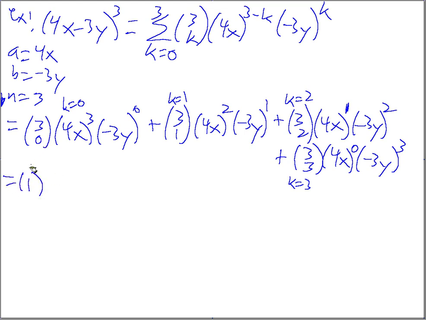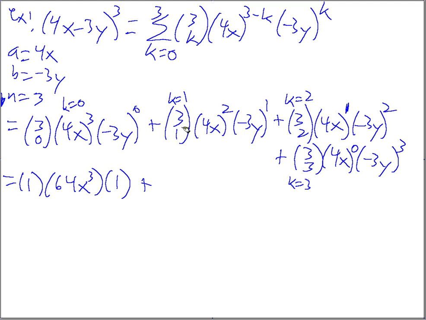Actually, there's a theorem that says that a number choose 0 is always going to be 1. But the calculator will confirm it, so just use your calculator. Alright, 4x cubed is going to be what? What's 4 cubed? 64x cubed. Negative 3y to the 0 power, that's just 1.